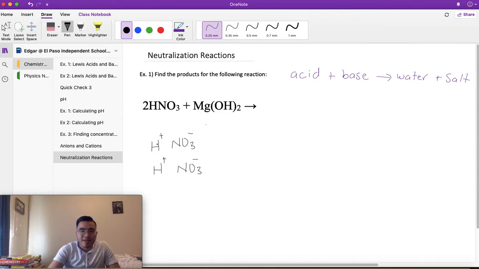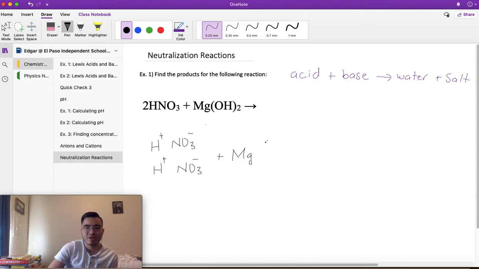As you can see, they cancel each other out. That's why nitric acid is neutral. Now let's go for the next molecule. We have magnesium, only one. However, we have two hydroxides. Notice how next to the parentheses we have a 2, which indicates there are 2 of whatever is inside the parentheses. In this case, it would be hydroxide.